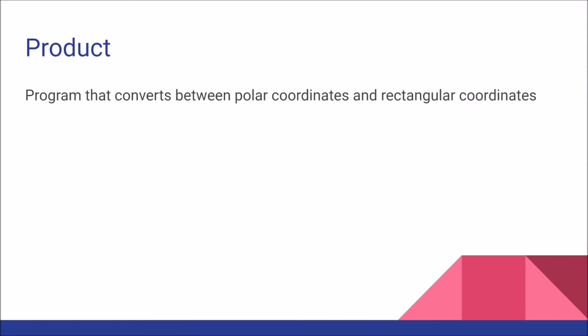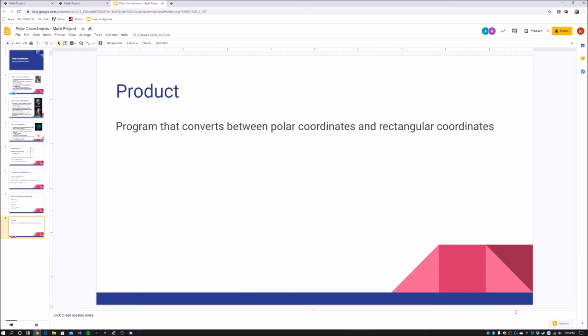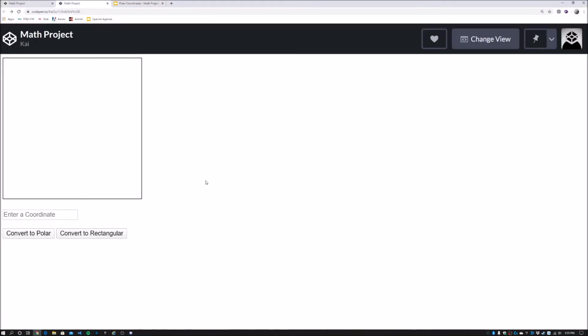Okay, so for our product, we decided to make a program that converts between polar coordinates and rectangular coordinates. I'm going to display that real quick. So this is the product. What you can basically do is enter any coordinate that you want, either in rectangular form or polar form. And if you decide to put it in polar form, theta has to be in degrees.